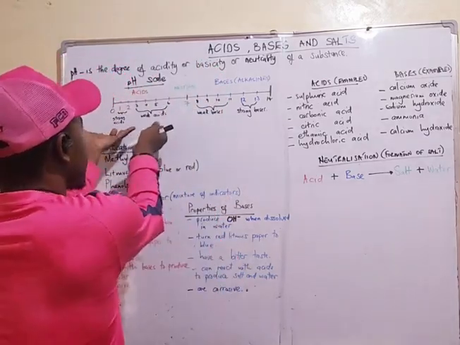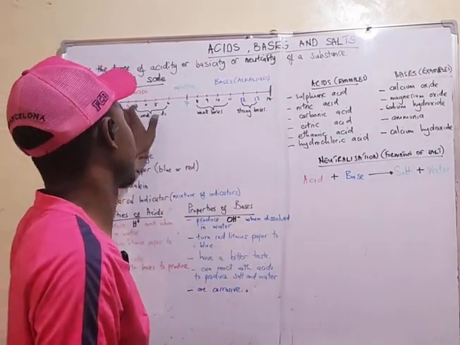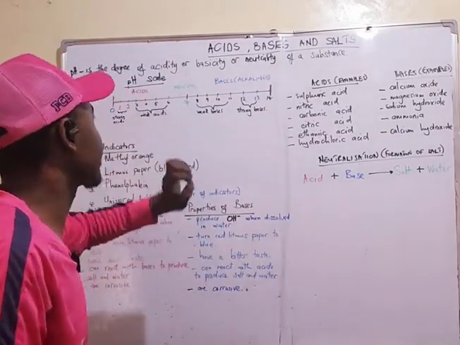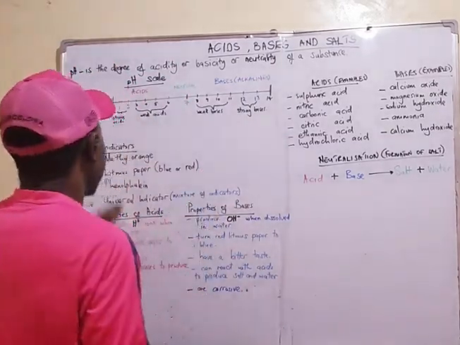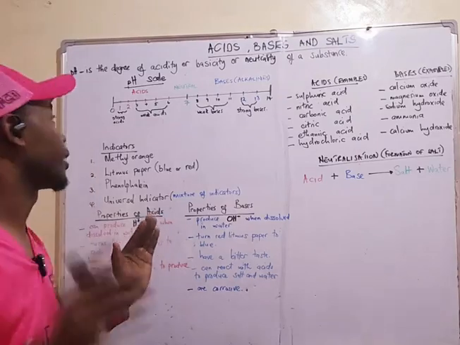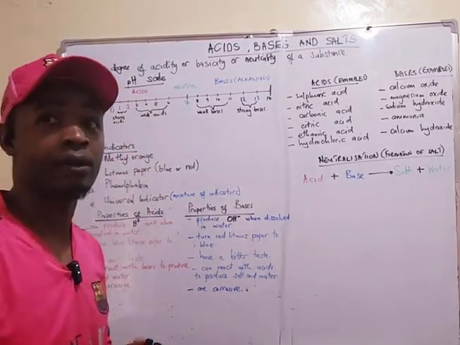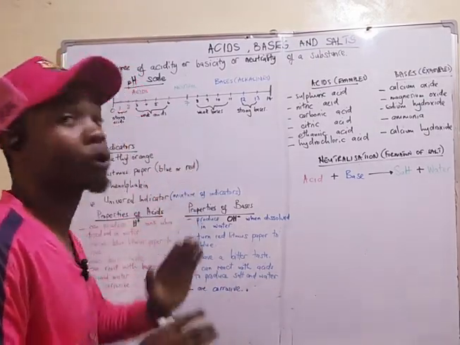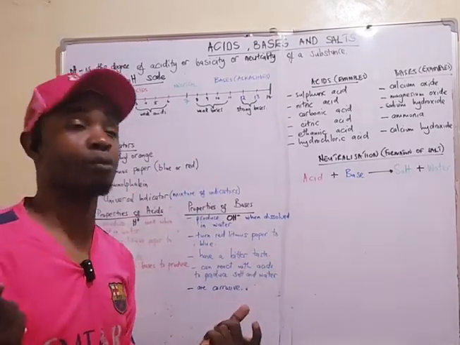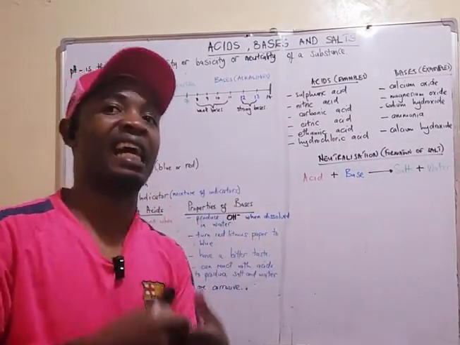I'm going to use the concept of the universal indicator here to demonstrate how we know if a substance is an acid, a neutral substance, or a base. I've already raised the point that acids have what we call low pH, meaning the pH of acids ranges from 1 to 6. Then 7 shows the neutral substances. Then from 8 to 13, these are the bases.